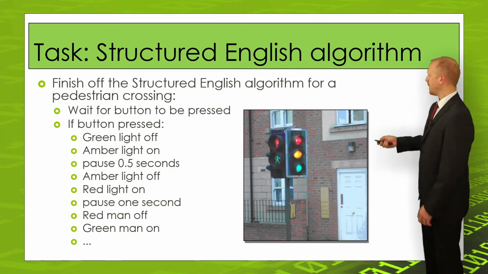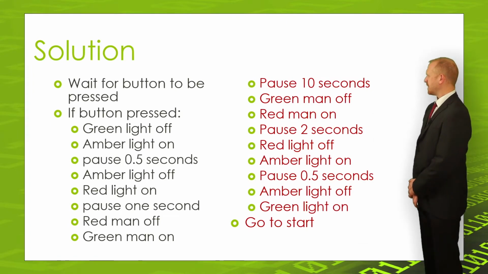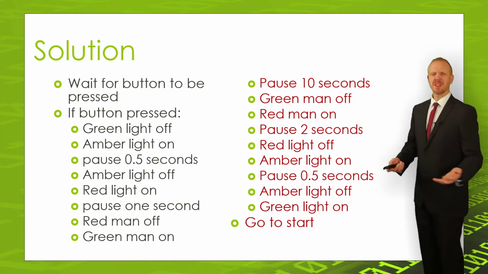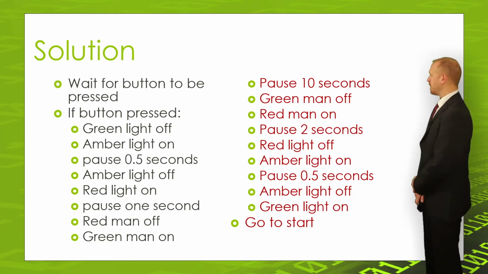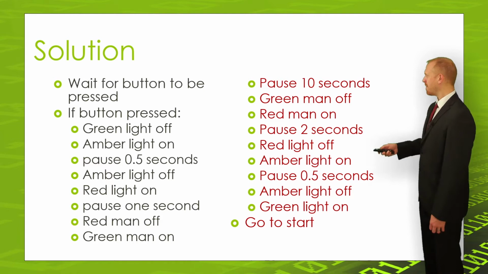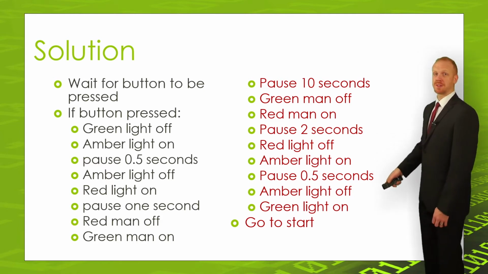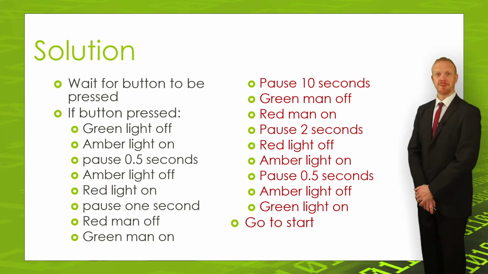Okay, hopefully you got something similar to this. Pause for 10 seconds, that's to allow them to cross the road. Then green man off, red man on, and pause for 2 seconds. Give them a couple more seconds to finish crossing the road before the main lights start to change. Then red light off and amber light on, pause for 0.5 seconds, amber light off, green light on. That's pretty much the sequence, but I've ended it by saying go to start, to make it clear that once that's finished, you go back up to the beginning and wait for the button to be pressed again.